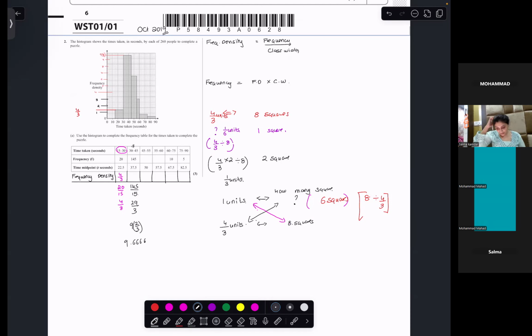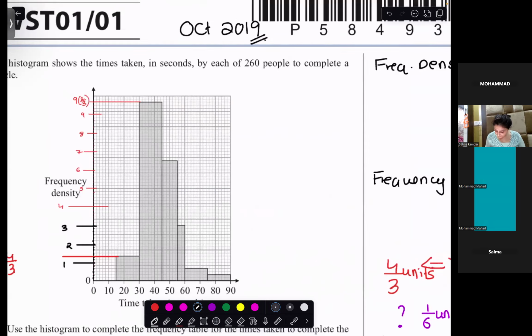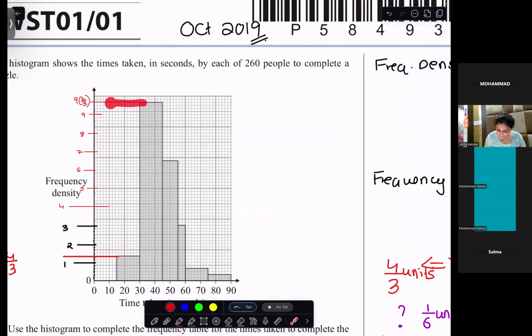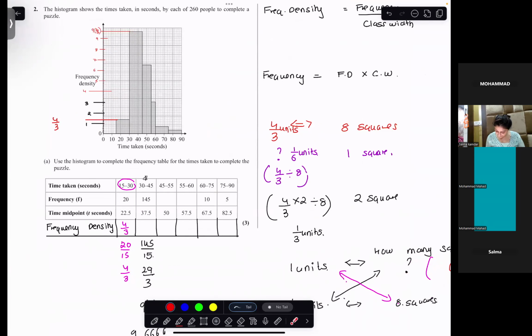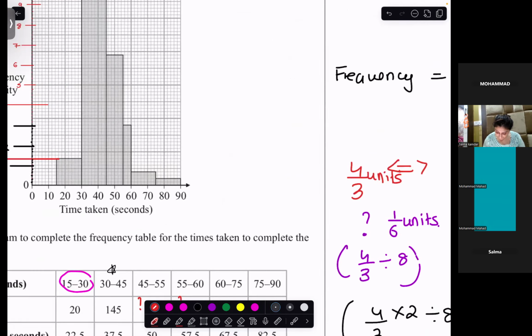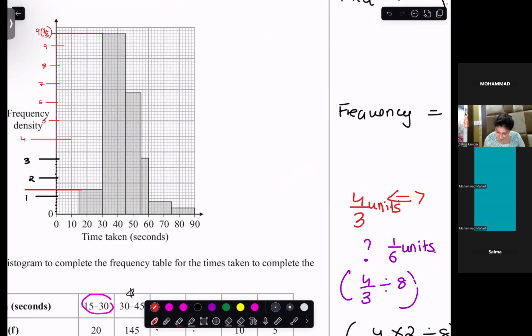So if you see over here for the second one, this is 9 2/3, which is exactly the same. Are you with me? Okay. So now I know that whatever marking I have put and whatever scale factor I have used is correct. Now I want to find the frequency of this and of this. Let's go to 45 to 55. This is this box.